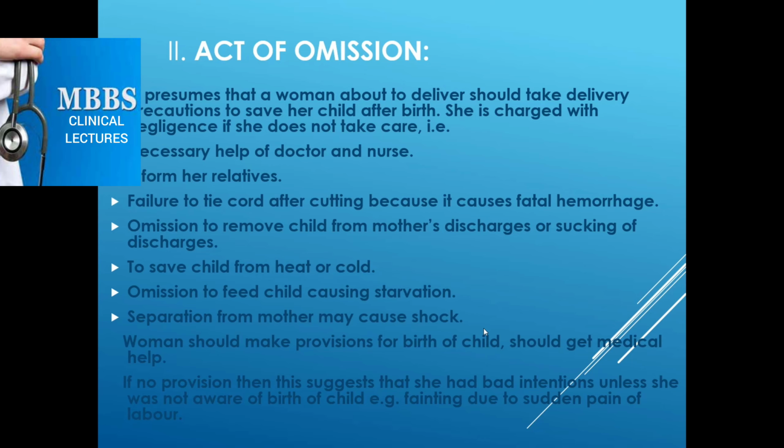The woman should make provision for the birth of the child. If she doesn't, it suggests that she had a bad intention, unless she was unaware from the birth, like fainting due to sudden pain of labor, which can be excused.